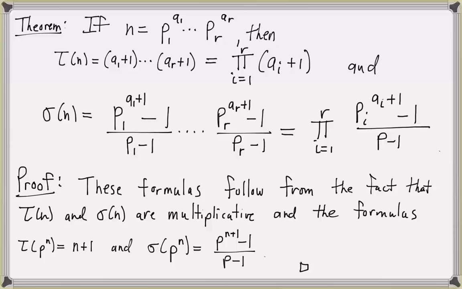So if we take tau of n, then we can break up tau over each one of the prime power factors, and likewise we can take sigma of n and break it up as sigma of p1 to the a1 up to sigma of pr to the ar. And this establishes the general formula for tau of n and sigma of n. So let's see some examples.